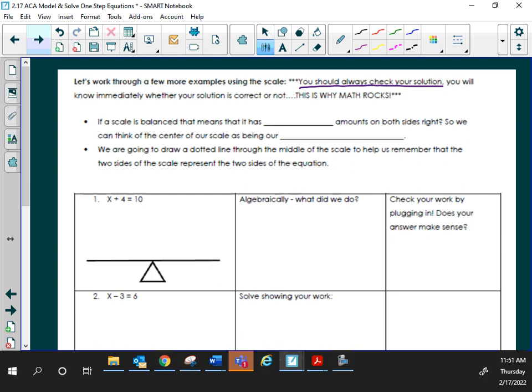Awesome. If a scale is balanced, that means that it has equal amounts on both sides. So we can think of the center of our scale as being our, what do we say? That triangle is in the seesaw. That's my equal sign.